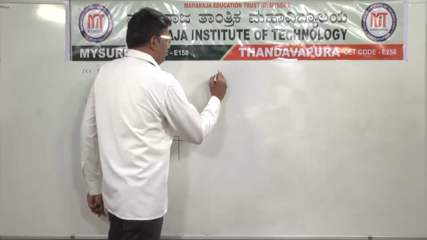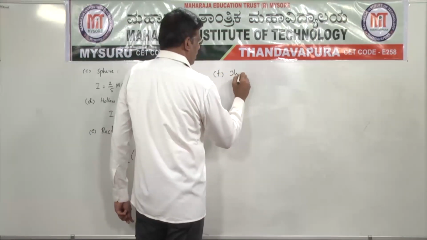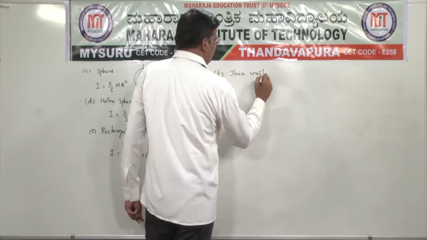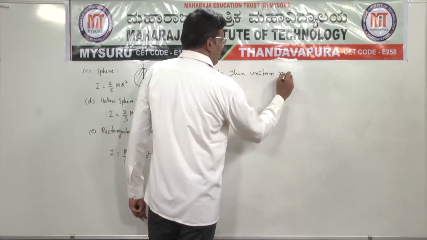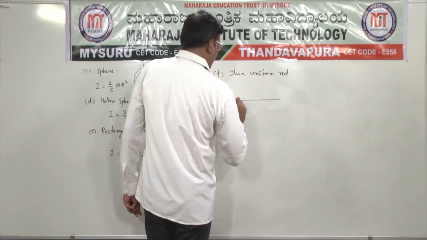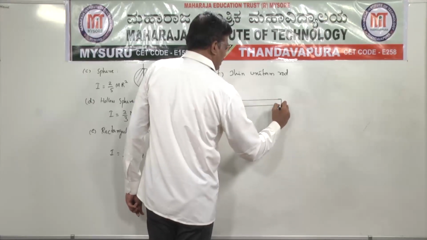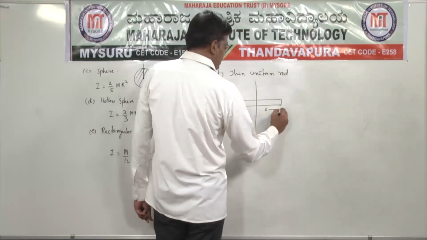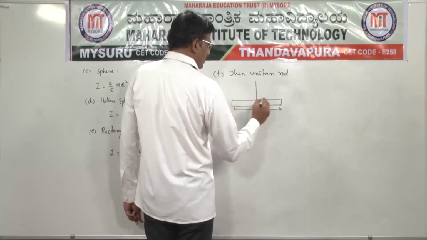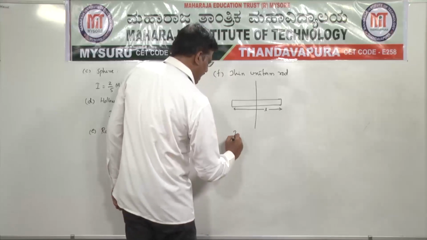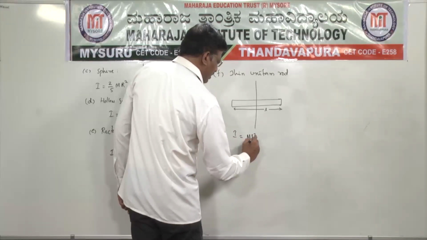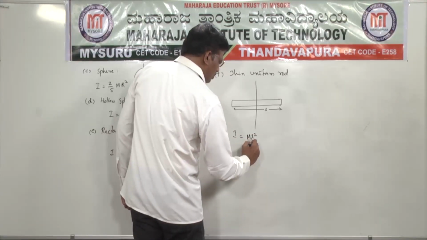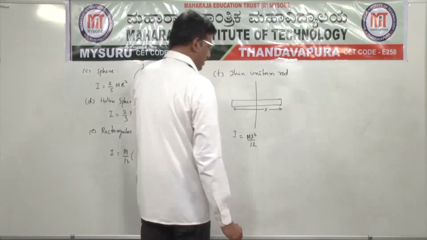Next, a thin uniform rod about an axis passing through the center of mass and perpendicular to its length: I is equal to ML²/12.